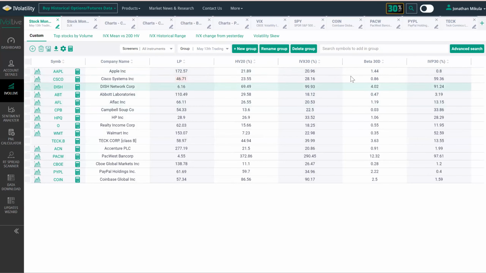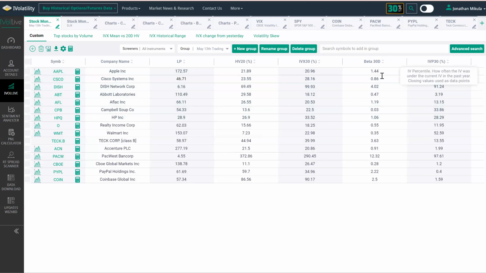And you can see all of those updated. So I still have a very simple screen. It's not overwhelming. But I have our last price for the instrument, for Apple was 172.57. I have our historical volatility, I have our IVX, I have our beta, and then I have our implied vol IVP. So this is all very interesting, right?